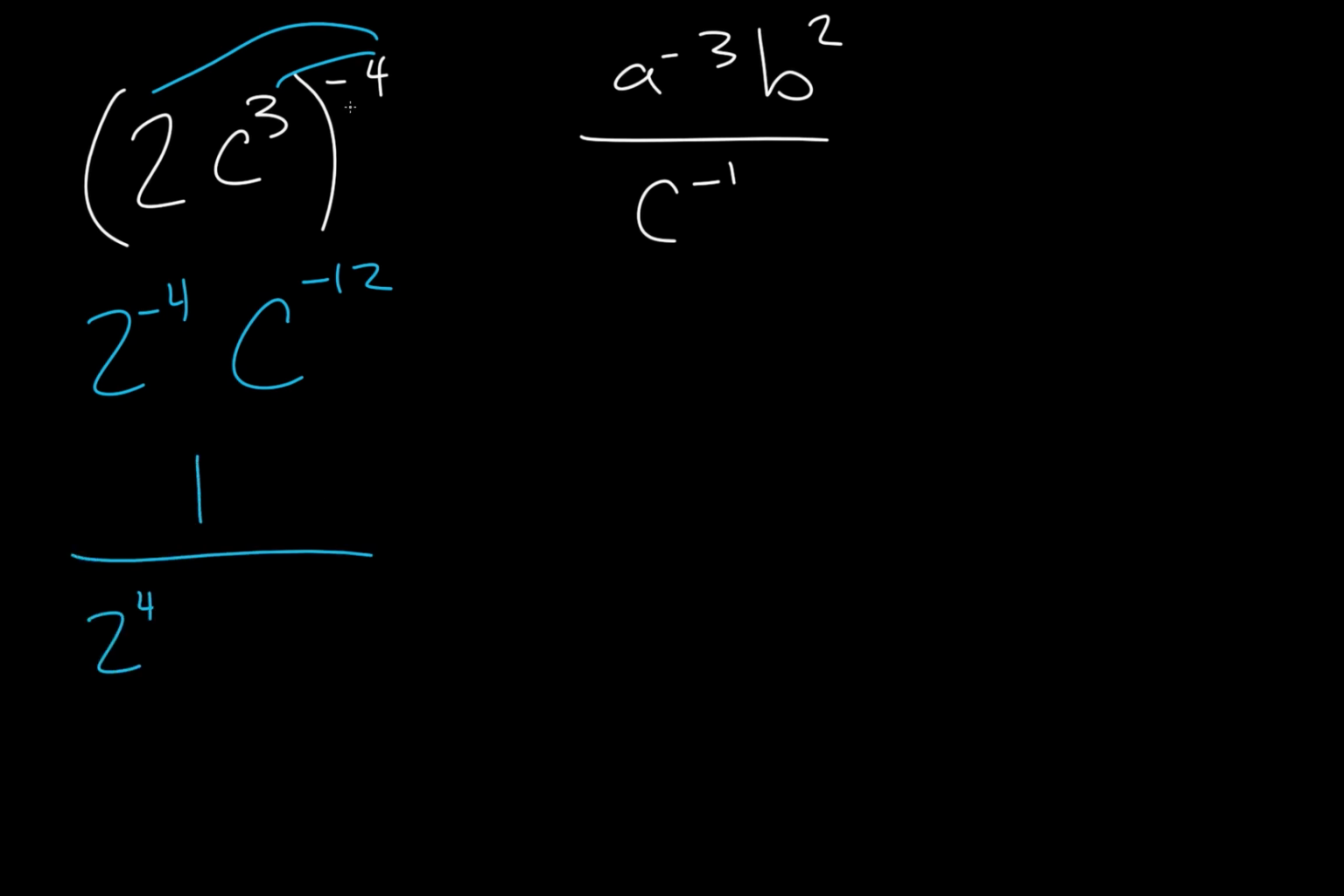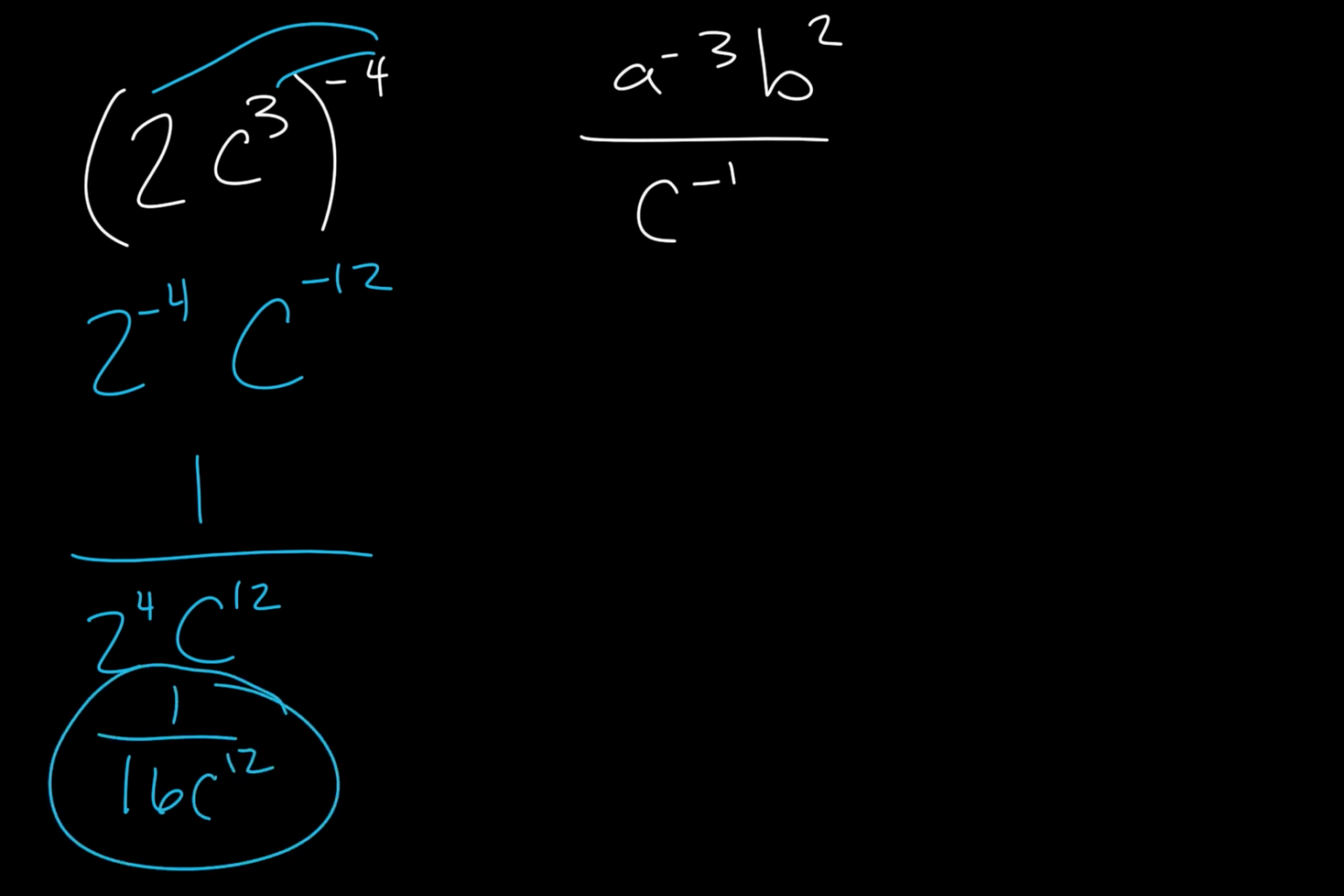Alternatively, we could have just moved this entire thing to the bottom. If you like that better, you can do that as the first step. Okay, the c is simplified, but the 2 we need to rewrite. So 2 to the 4, 2 times 2 times 2 times 2 is 16. And we are on the bottom of a fraction. So that's our answer on that one.